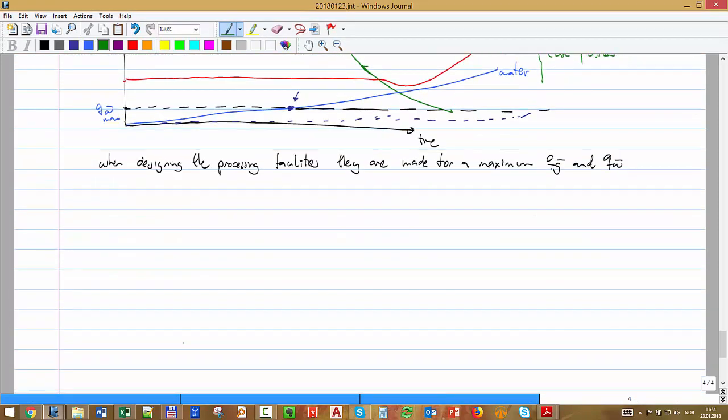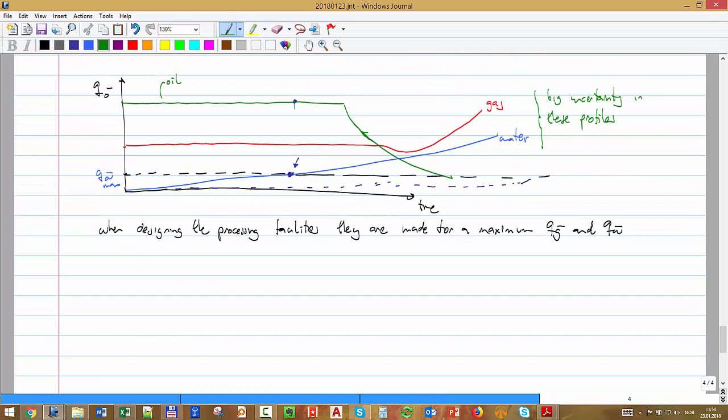So for oil, these two, and for gas, but for gas, keep in mind that oil production is an extra source of revenue.